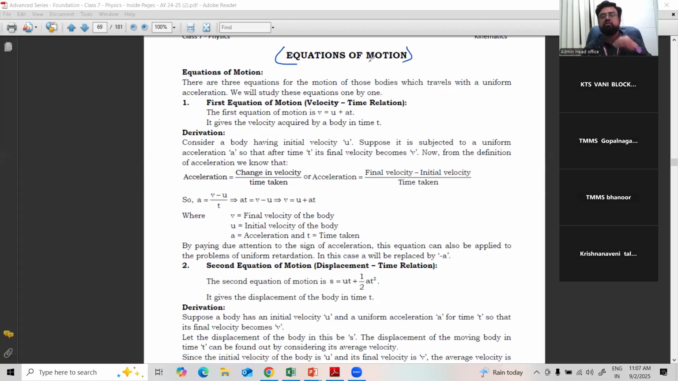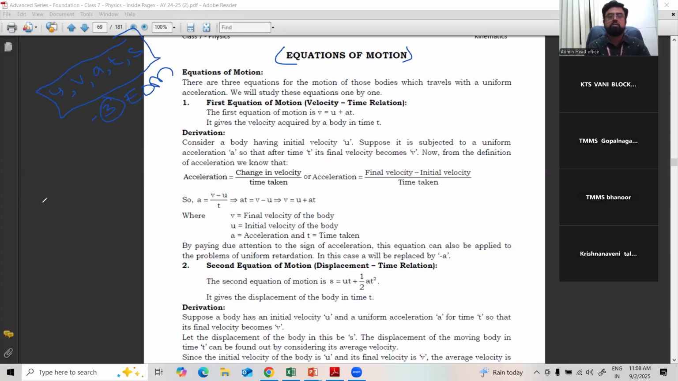Equations of motion is nothing but when a body is in motion, we'll come across so many terms like u, v, acceleration, time, displacement. All these we learned, right? What is initial velocity, what is final velocity, what is acceleration, what is time, and what is distance or displacement. All these 5 quantities are not independent. They have some relation among themselves. Thus, the relationship gives the equations of motion.